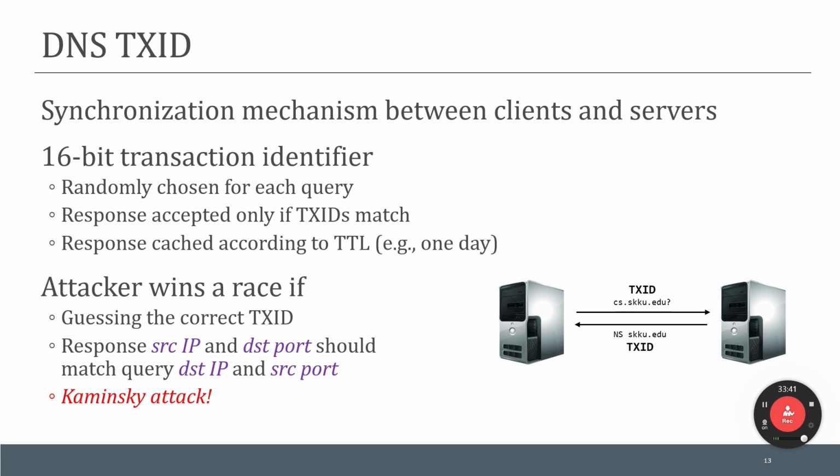One more thing we need to know is the transaction ID of the DNS mechanism. This is the synchronization mechanism between clients and servers. When a client sends the DNS query to the server, it actually goes with the transaction ID, and then the DNS server responds with the transaction ID. This transaction ID is a 16-bit transaction identifier, and it is randomly chosen for each query.